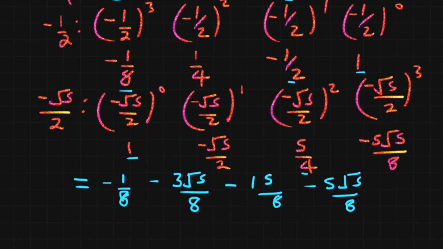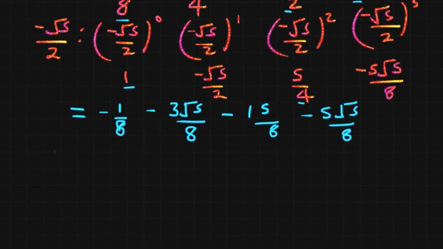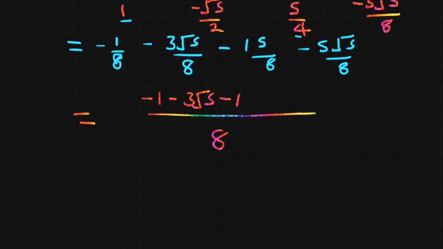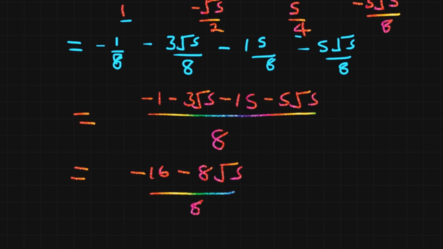As you can see, all of these have a denominator of 8, so you can as well write everything over a common 8 or a common LCM, which is 8. So that is negative 1 minus 3 root 5 minus 15 minus 5 root 5. So if we simplify, we have minus 1 minus 15, that is minus 16. And minus 3 root 5 minus 5 root 5 is minus 8 root 5. And this is still over 8.